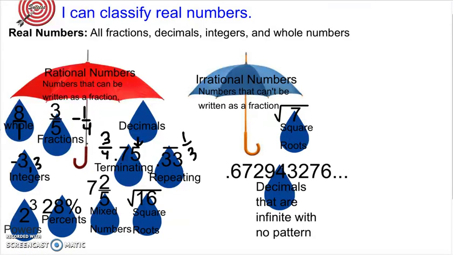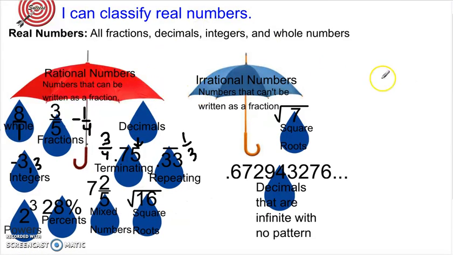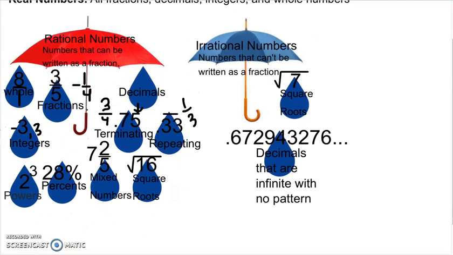Powers. Powers are rational numbers because they too can be written as whole numbers. 2 to the 3rd power is 8. And we will be working with powers actually in the next few targets. So you will learn how to get 8 out of this expression. And we'll talk about what an expression is as well. But just know that all powers, anything that looks like this, is considered a rational number.